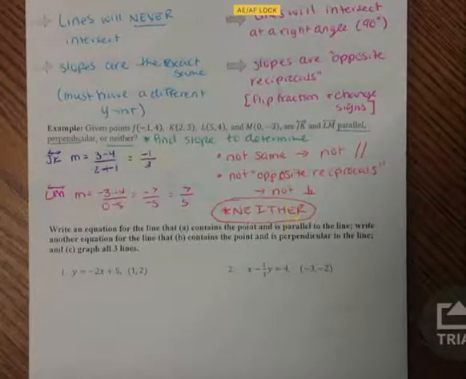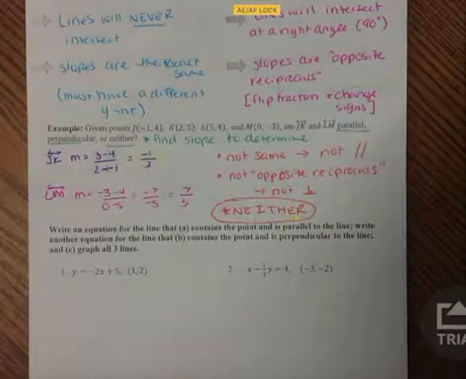These last couple problems, we're also going to graph them. We're going to write an equation for the line A that contains the point and is parallel to the line. We're going to write another equation for the line B that contains the point and is perpendicular to the line. And then C, we're going to graph all three lines. All right, so the first part, A. We're going to find the line that is parallel to this line going through that point. B, we're going to find the line that's perpendicular to this line going through that point. And then C, we're going to graph all three lines on the graph itself.